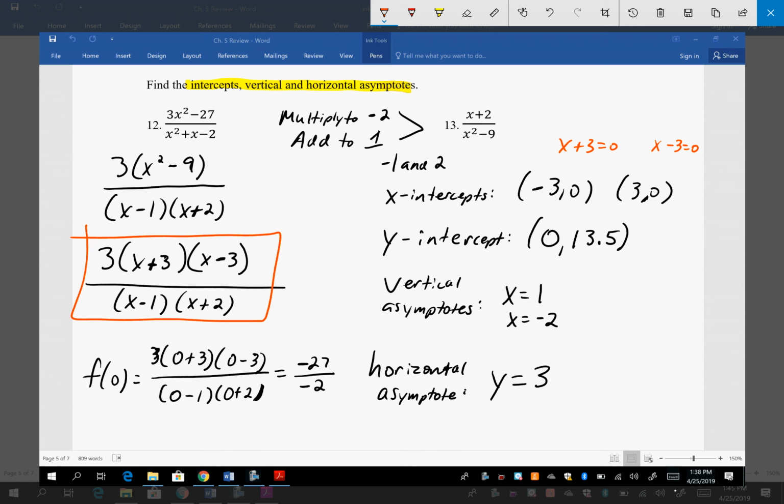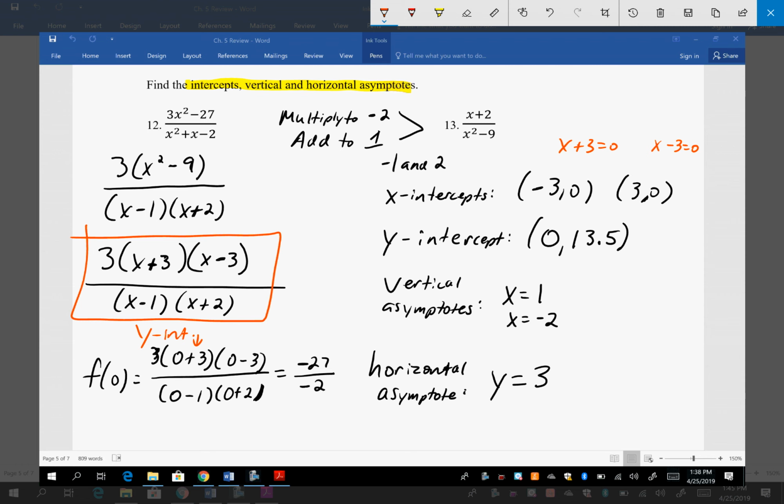And for y-intercept, this is the work for y-intercept down here. Yeah, you plug in 0 for x. Make sure you know that. That will definitely be on the test. Definitely. Okay, let's talk about the slant asymptote.